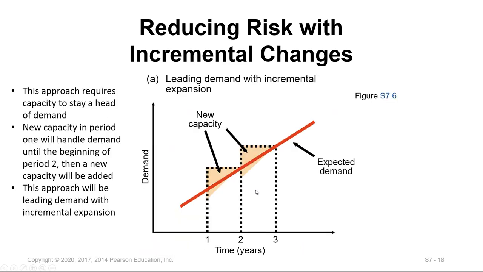The several-steps incremental expansion requires capacity to stay ahead of demand. A new capacity in period 1 will handle demand until the beginning of period 2, then a new capacity will be added to get to period 3 and so on.